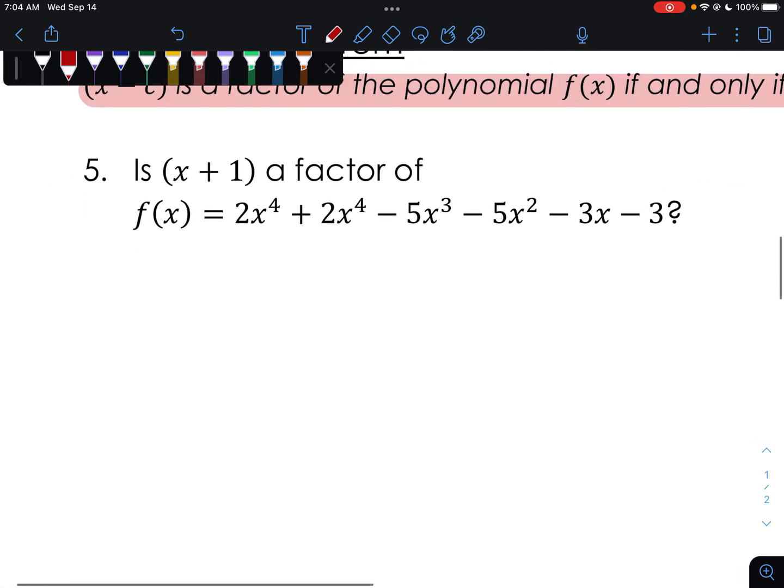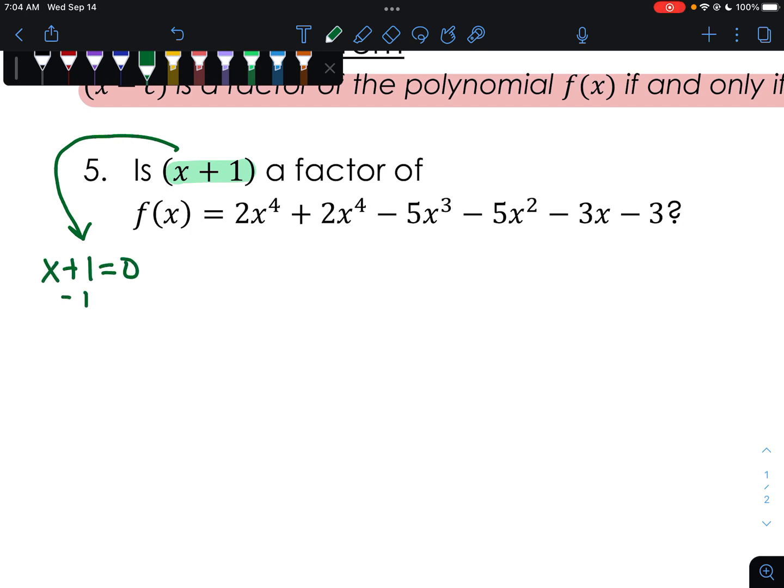So here we go. Is x plus 1 a factor of f of x? Well, here we go. We have this. We're going to take it, set it equal to 0, and solve: x plus 1 equals 0, subtract 1, we get x equals negative 1. That goes in my half box.